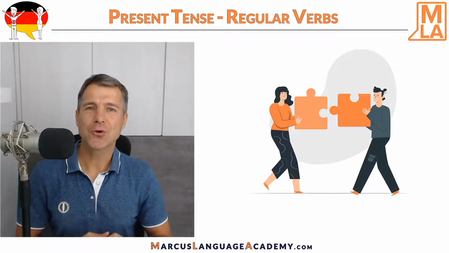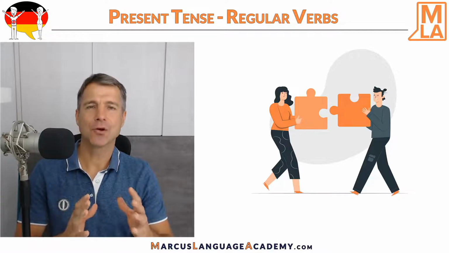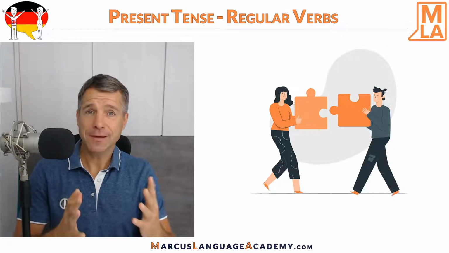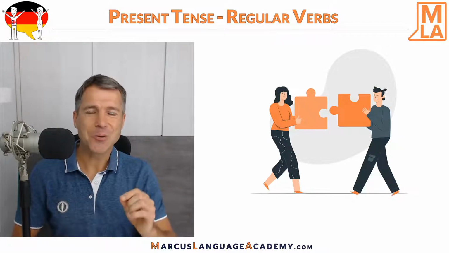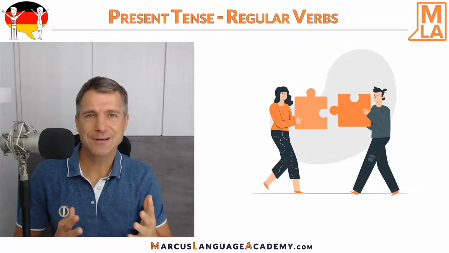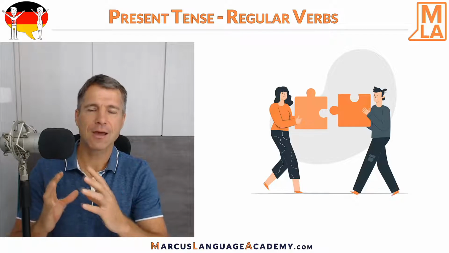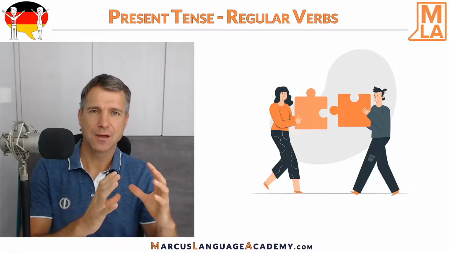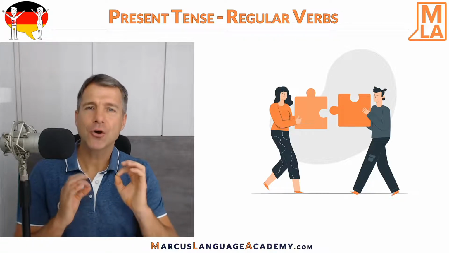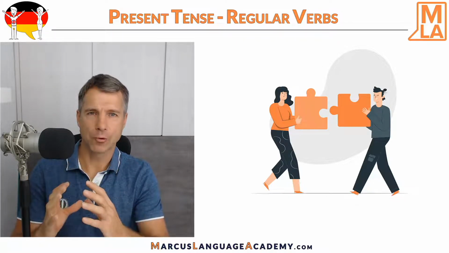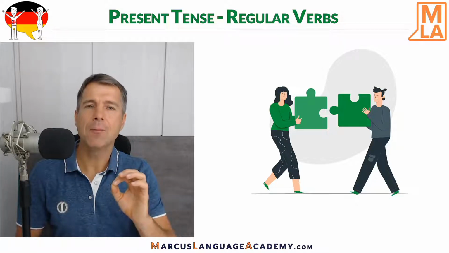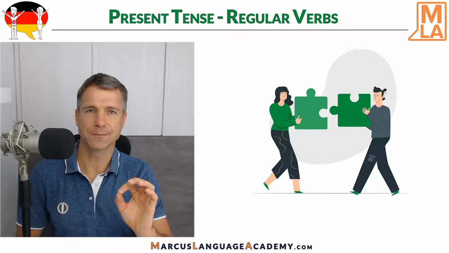Today I want to talk about the present tense of regular verbs in German. The best thing overall is that in German there's just one present tense. But unfortunately we have regular and irregular verbs. And in this video I want to show you how to conjugate the regular verbs. And in my course, the regular verbs are marked by the color green.